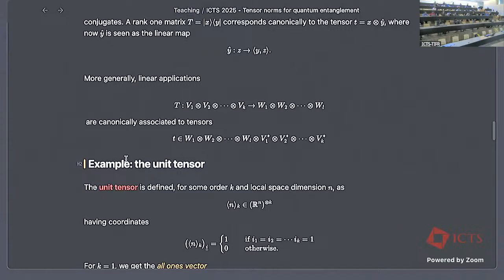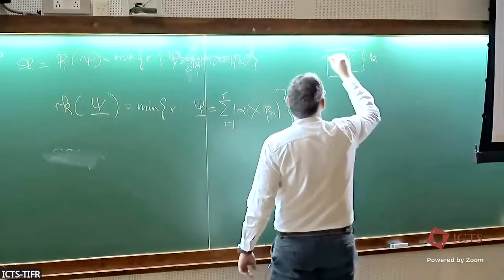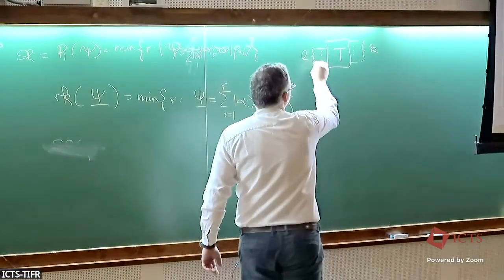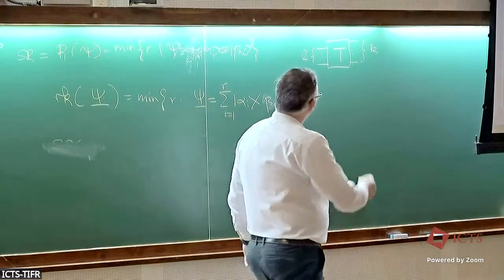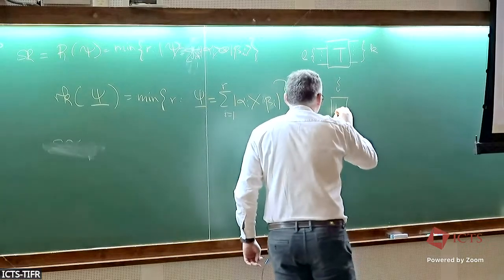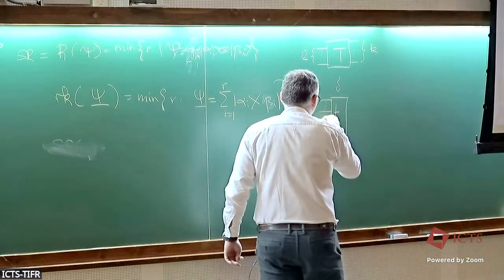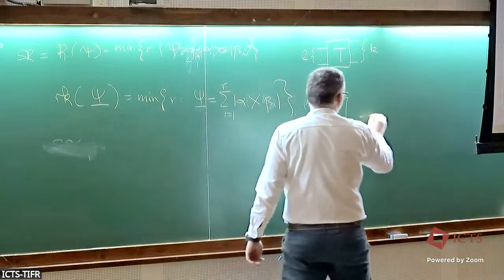So the point is, my linear map capital T has K input spaces and L output spaces, right? Because you read from right to left. And I associate to this T thing, which has L output spaces, a tensor with L plus K legs. So these are my L, these are my K, and this is just T.